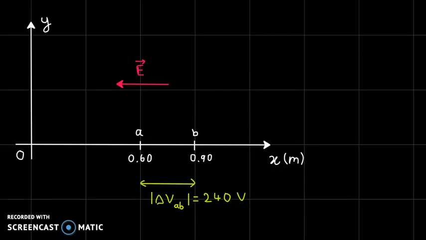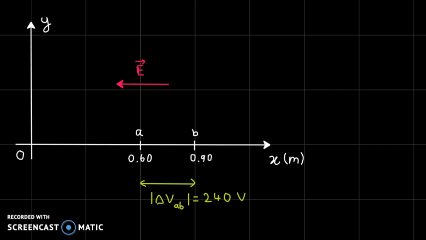In this problem, we have 2 points, points A and B, both located on the x-axis. Point A is located at x equals 0.60 meters, and point B is located at x equals 0.90 meters. The absolute value of the potential difference between the 2 points is given.